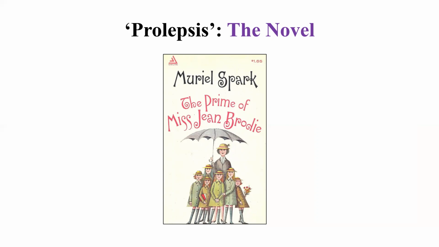But she later comes to know that one of her students betrayed her to the headmistress, and because of that, she was kicked out of the school. And as readers, we also want to know who betrayed Miss Jean Brodie. So that is the crux of this novel. But let's look at how Muriel Spark exploits the technique of prolepsis in her novel.